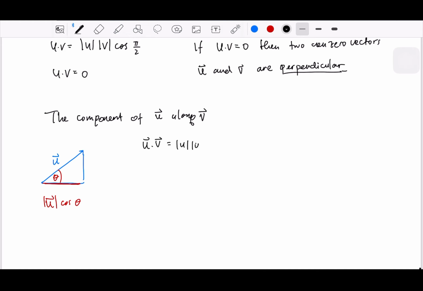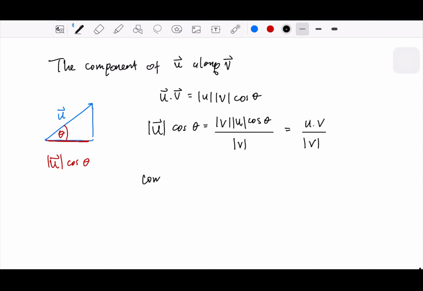And we could exactly try the dot product, that is u dot v, is the magnitude of u, magnitude of v, cosine theta, right? So if we take u along v, then we will have u cosine theta, and we need to divide this with v. And then this will result in u dot v divided by the magnitude of v.